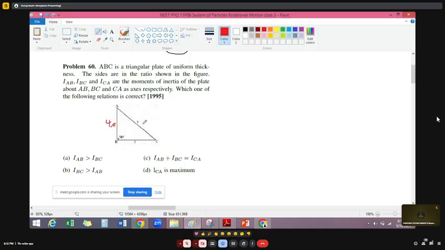Pythagoras triplets. So the sides are in the ratio shown. IAB means moment of inertia about this axis, IBC means about this axis, ICA means about this axis, or the moment of inertia of the plate about AB, BC and CA as axis respectively. Which one of the following relations is correct? So I would say there is a derivation here, right? Suppose you had a triangle like this, with height h and base b.